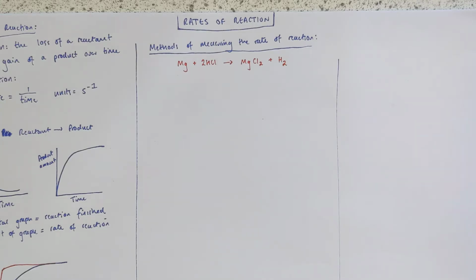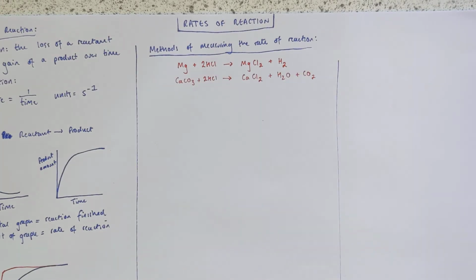So the first reaction that could be used is a reaction between magnesium and hydrochloric acid to make the salt magnesium chloride plus hydrogen. The second reaction involves calcium carbonate, often referred to as marble chips because that's normally how it looks in a container, reacting with hydrochloric acid to make the salt calcium chloride plus water plus carbon dioxide.